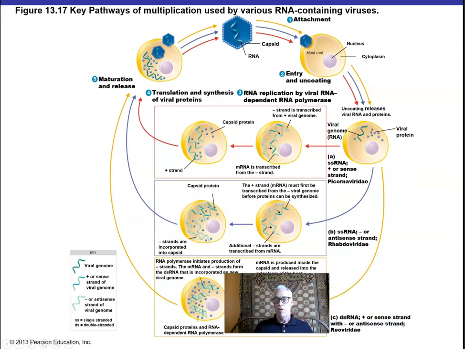Reoviruses have double-stranded RNA genomes, so it's not that different. We're just going to have to use the plus strands to copy and make some minus strands to copy and make some plus strands, and then we can synthesize protein from the plus strands and then assemble some virus particles and release.